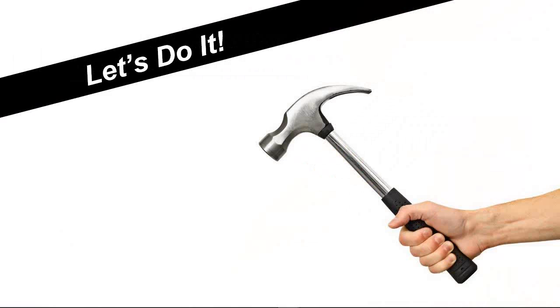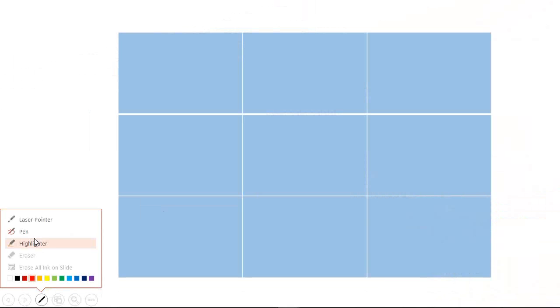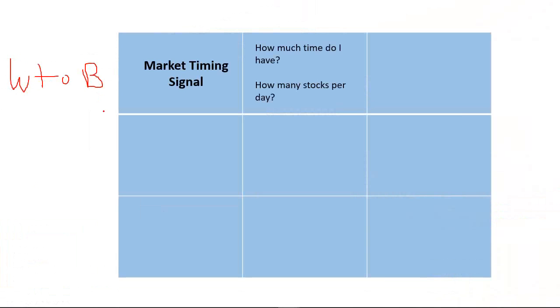All right, so let's do it. Let's create a trading plan together. This is where I want you to get involved and draw this little grid: 3 rows and 3 columns across the top. I'm going to attempt to use my pen here again. The first row is the first part of our trading plan: when to buy. This is the market timing signal that you're going to choose. Same questions that you want to ask yourself.